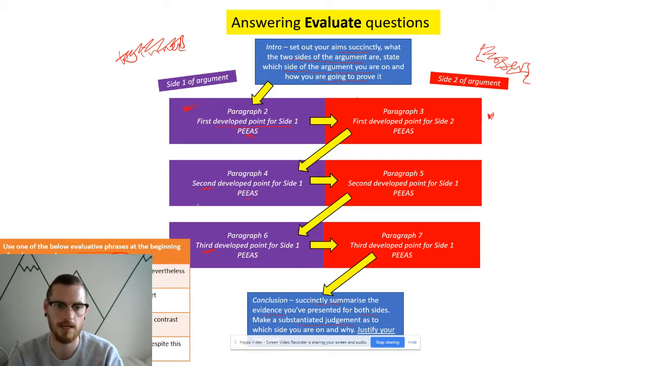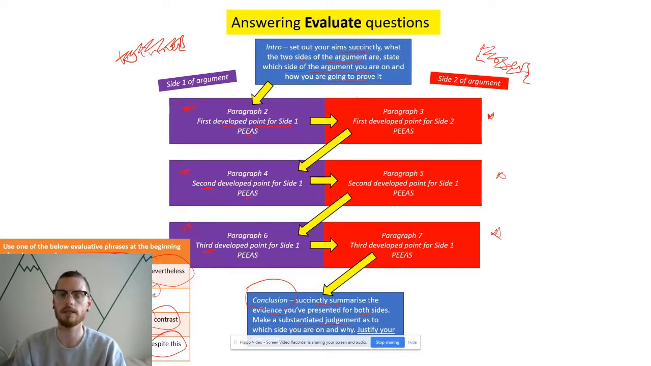You go onto this here and you start this paragraph with yet. Move on to the other side and you start this with in contrast. You come back over and you begin this one with nevertheless. Back over and you begin this one with, I don't know, despite this. And then you come into your conclusion here and you're just going to use in conclusion, signalling to the examiner that you're finishing. Okay, now, before I go on, this has to happen.